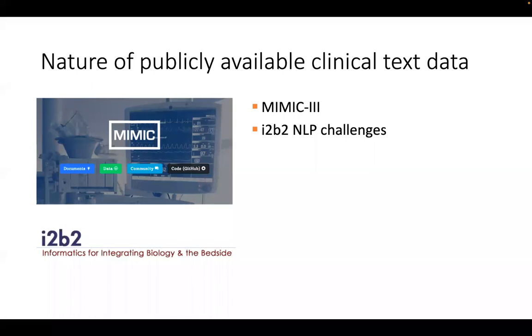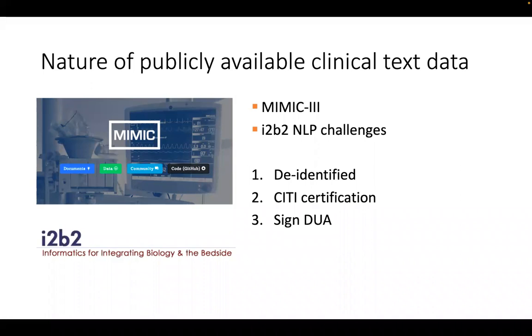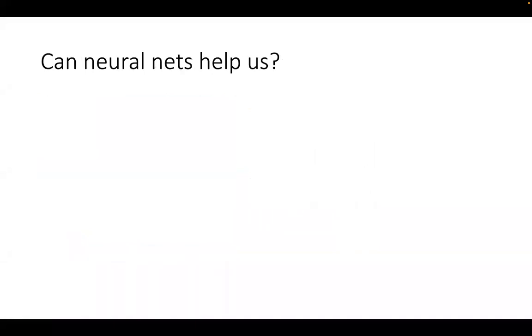So we asked the question of how can we generate clinical text automatically and perhaps make it available publicly in a shareable format. These clinical texts are de-identified. You have to go through rigorous training and sign a data use agreement before you can make the text data available. So we got data from MIMIC-III and we tried to teach a model how that text looks like.